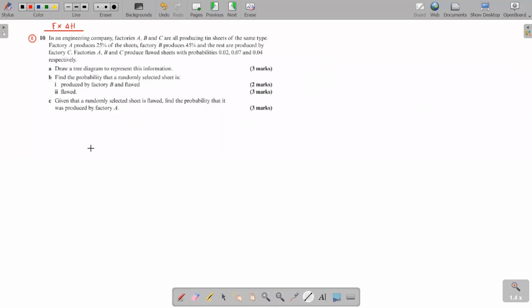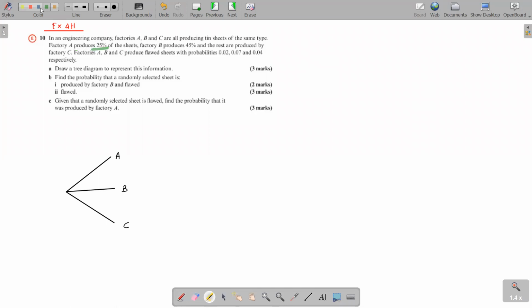All right, guys. So first you need to draw the branches corresponding to the factories, because first we take the branches considering the factories, right? So you have factory A producing, factory B. In this case, the tree diagram has 3 branches in the first step. Why? Because some of the production is done by factory A, another part by factory B, another part by factory C, and they have told you the respective probability.